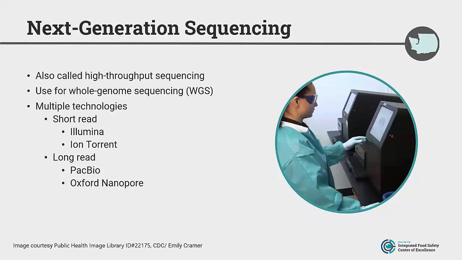So what is next generation sequencing, or NGS? It's sometimes also called high throughput sequencing, and NGS is the technology that is used for whole genome sequencing. There are multiple different technologies. Short read technologies include Illumina and Ion Torrent. Illumina is the most common technology in public health laboratories today. There's also long read sequencing: PacBio and Oxford Nanopore.